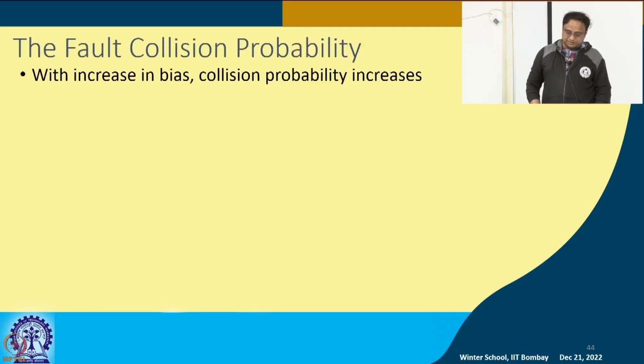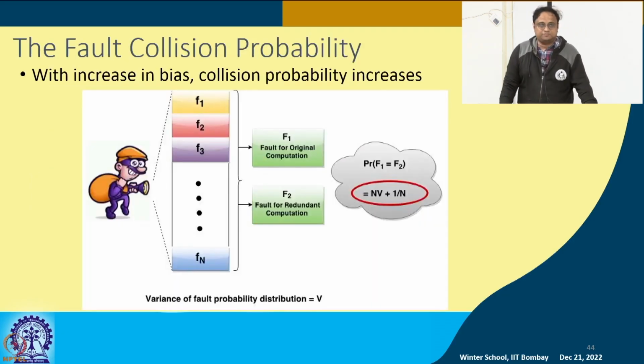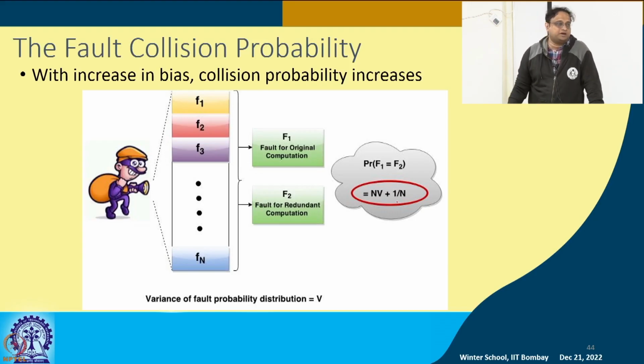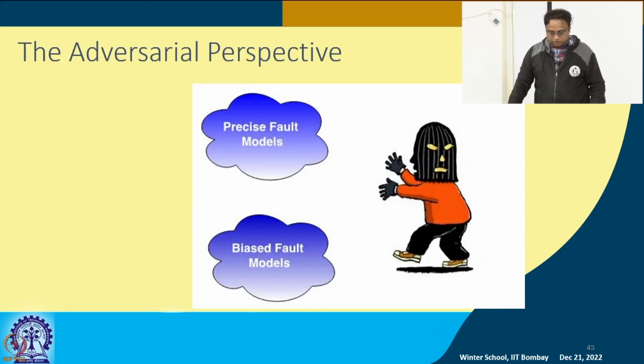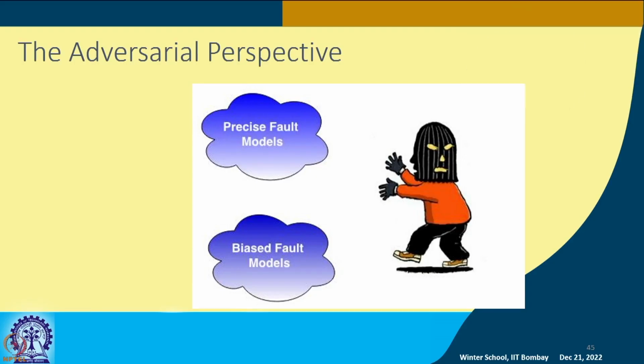Now I leave it to you as an exercise to check this: if there is a variance V which is not 0 for a distribution, what is the probability that there will be a match? You can prove that it is equal to n times V plus 1 by n. So you can see that if V is equal to 0, then this is equal to 1 by n. But if V is not 0, then this can be larger. I leave it to you as an exercise to prove this. So this means that you can actually create biased fault models and try to exploit them. And you can try to fail these systems.